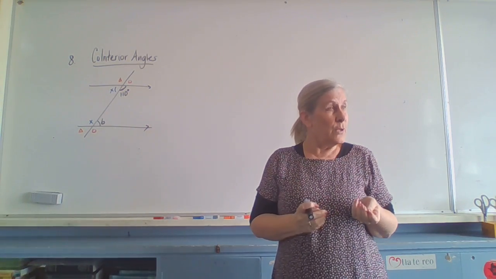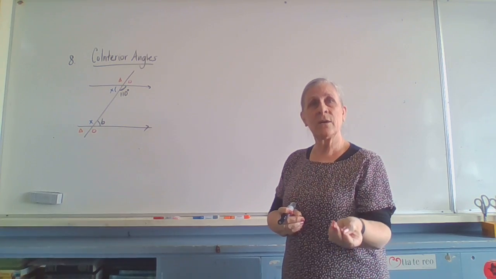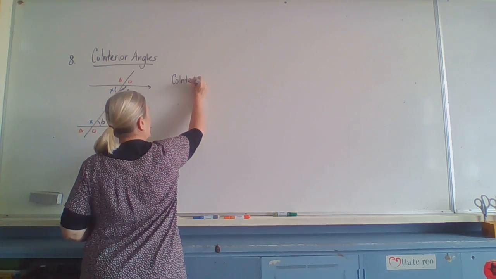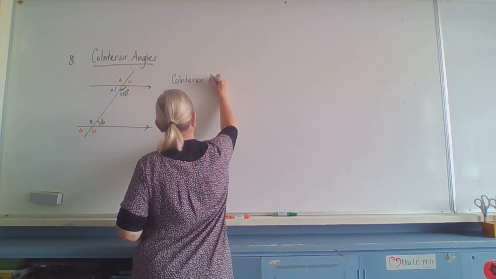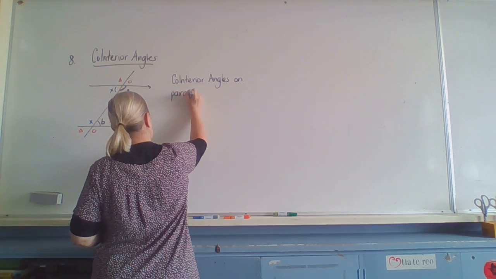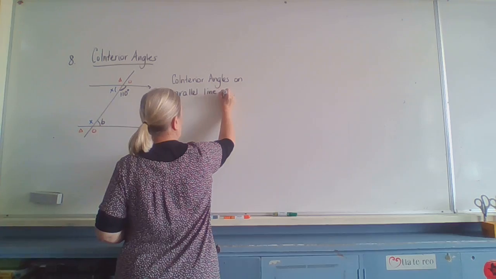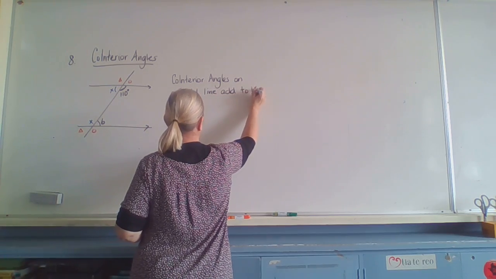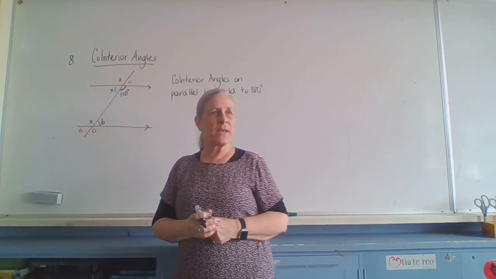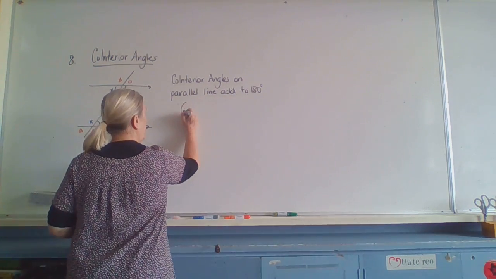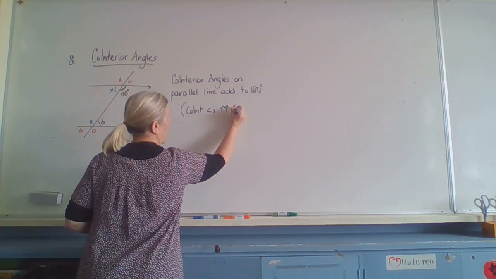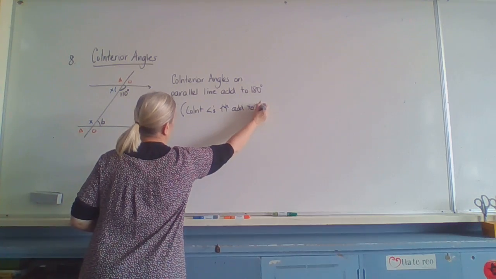And what will they do? Co-interior angles will, perfect, add to 180. But when we write down our rule, we need to make sure we write parallel lines. On parallel lines they add to 180. They're not 180, so don't put equals 180. This one's 110, this one's something else. They add to 180. So short form: co-int angles, parallel line sign, add to 180.